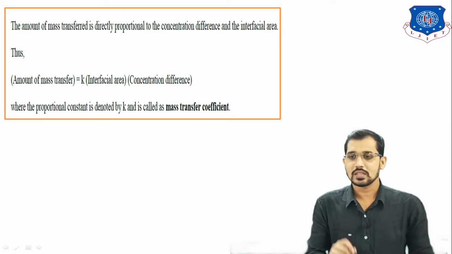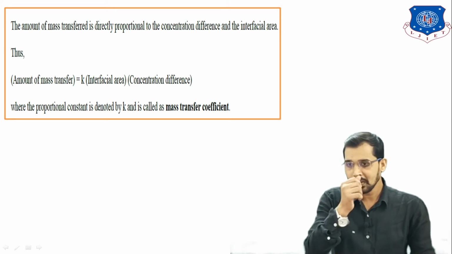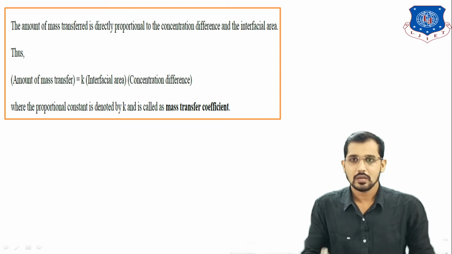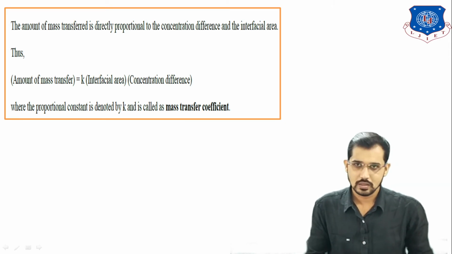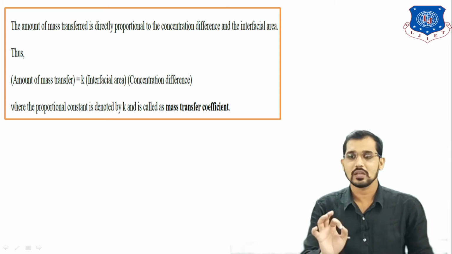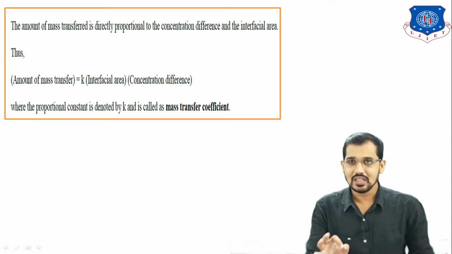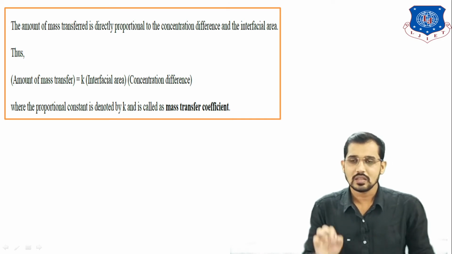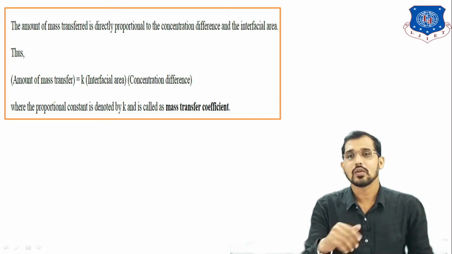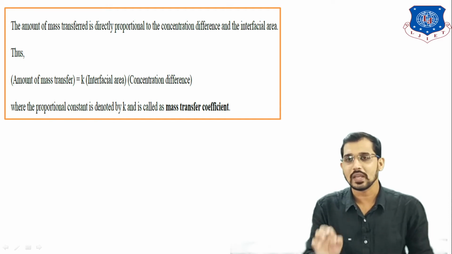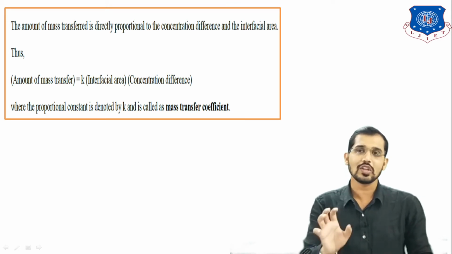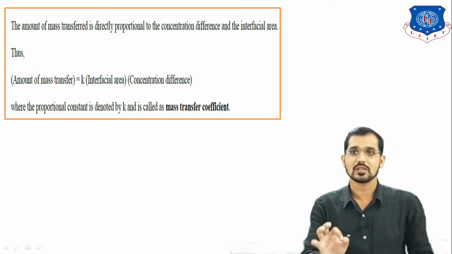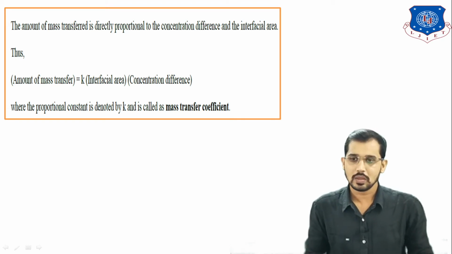So you can see here how to represent this equation now. Amount of mass transfer is directly proportional to the interfacial area and the concentration difference, and the proportionality constant is K. This K in this equation is the mass transfer coefficient. In a similar manner, we have seen for heat transfer, Q by A is directly proportional to the temperature difference, and the proportionality constant is small h.